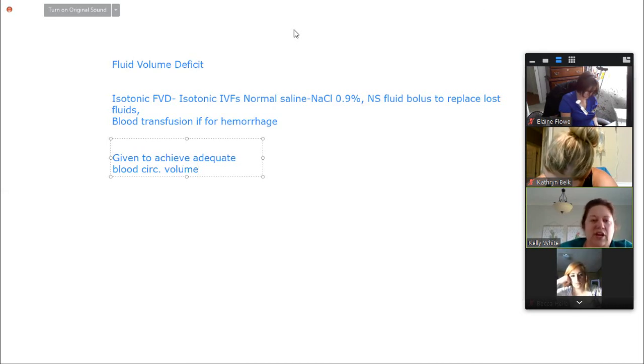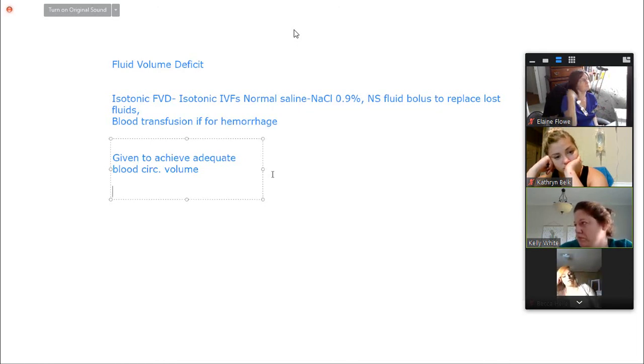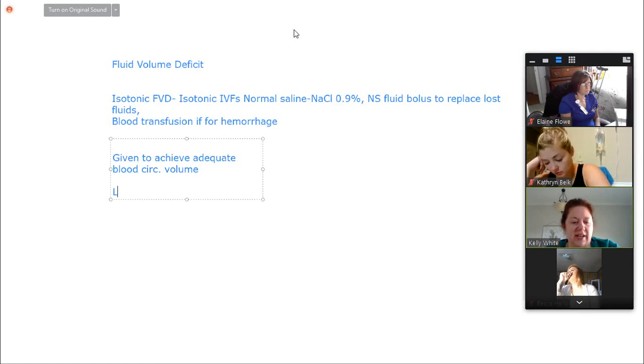So that's going to help our cardiac perfusion, and that's going to help our renal perfusion, because we're going to boost up all that fluid that we've lost. We're going to replace it so all of our organs can start working again properly. Okay. So another isotonic solution you can use is called LR, or lactated Ringer's.